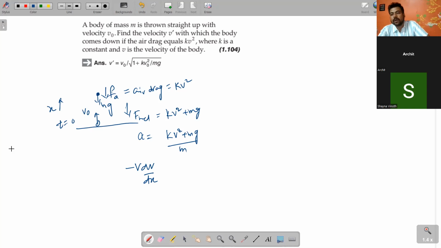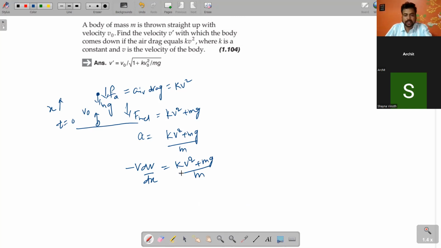Because how do you find a rate? That is final minus initial. Here you have thrown some object. It will go here and stop. Its velocity will be less as compared to this. So V final will be less, V initial will be more, final minus initial is negative. Right, Archit? Yes, sir. Confusion is cleared? Yes.